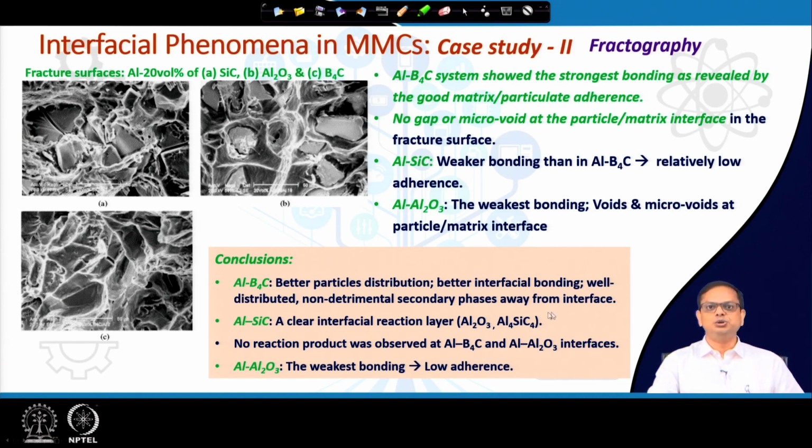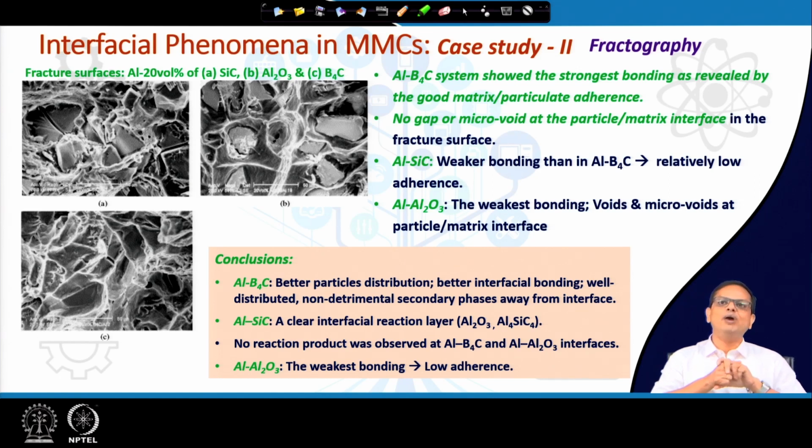In case of AlSiC, the interface is clear. However, there is actually an interfacial reaction layer also forming, which is Al2O3 and Al4SiC4. And then AlB4C and Al2O3 do not have any reaction product formation, but in case of Al2O3 the interface itself is weaker. That is why it shows low adherence. So, that is what we are learning from here, what kind of reinforcement we should use and what kind of reaction could be taking place at the interface.